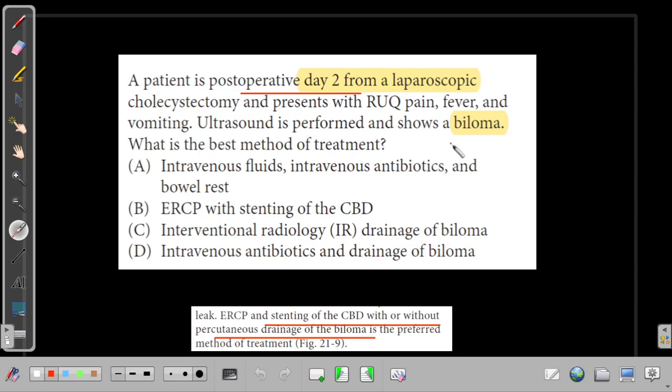Once you have such a problem, biloma post-operative, which usually results from a slipped clip from the cystic duct, you have to start with B, ERCP and stenting of the CBD, with or without interventional radiology to drain the biloma. But you have to start with B. Okay?